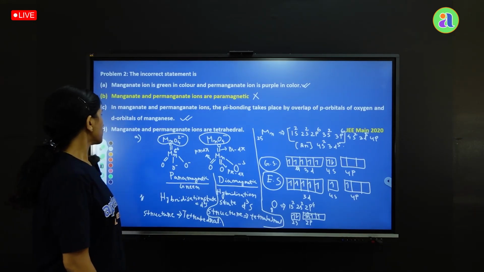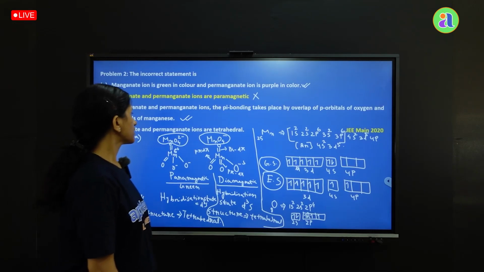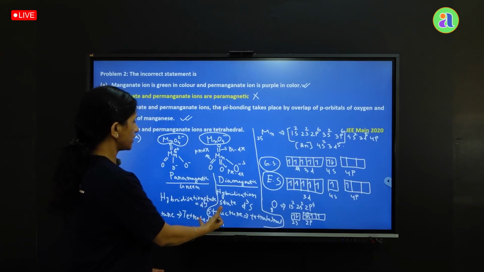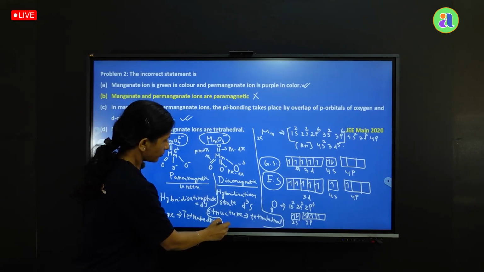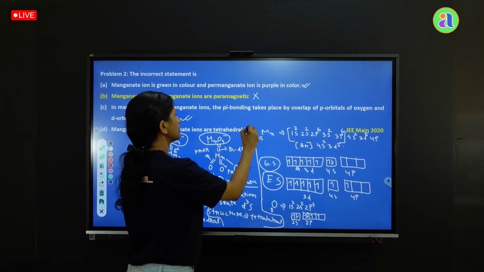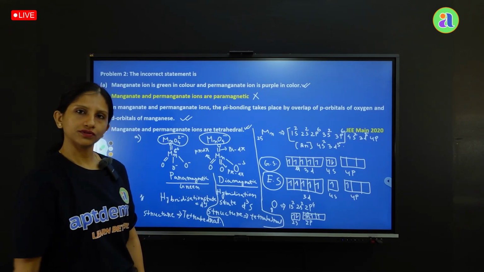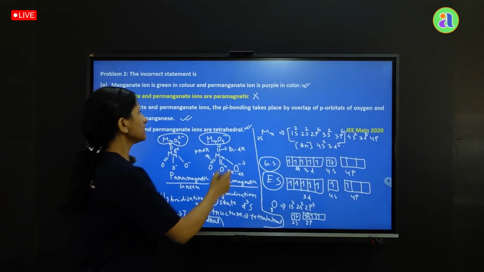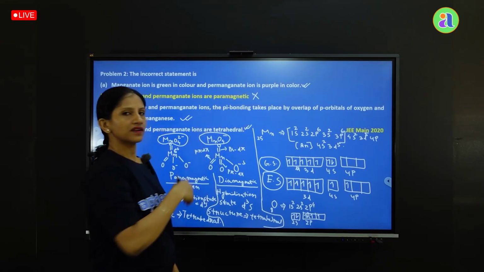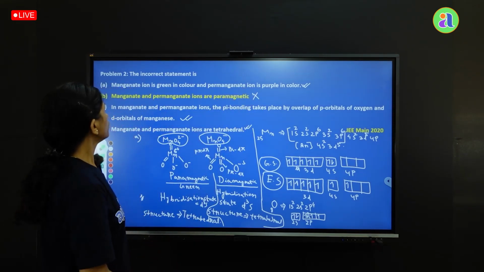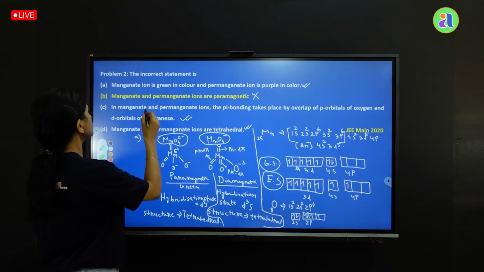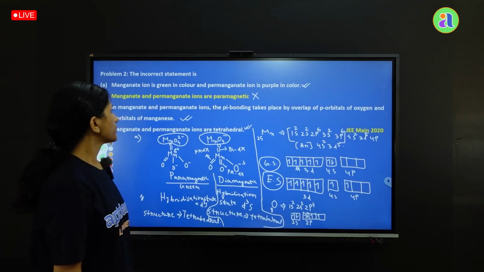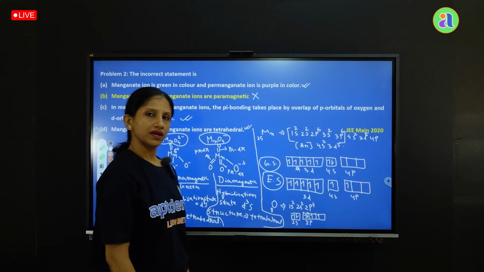Statement D says manganate and permanganate ions are tetrahedral, which is also true, as we have already proved here. So statement D is also correct. Among the four statements, only statement B is incorrect, and that we were to find out. So the incorrect statement is statement B, that is, manganate and permanganate ions are paramagnetic.